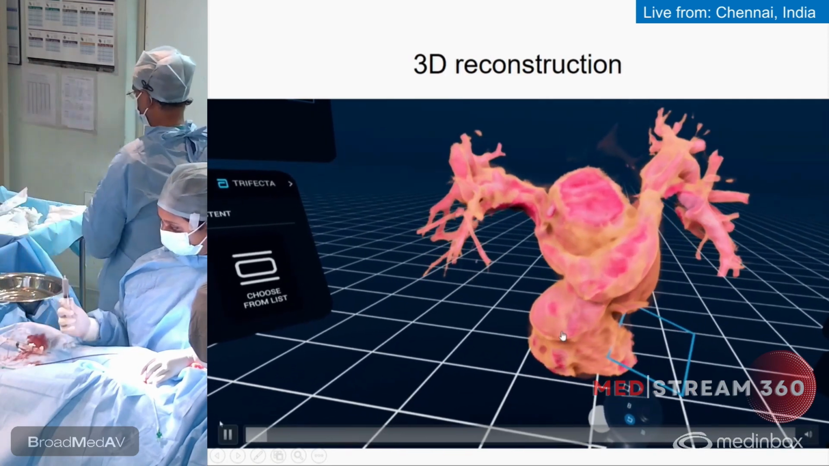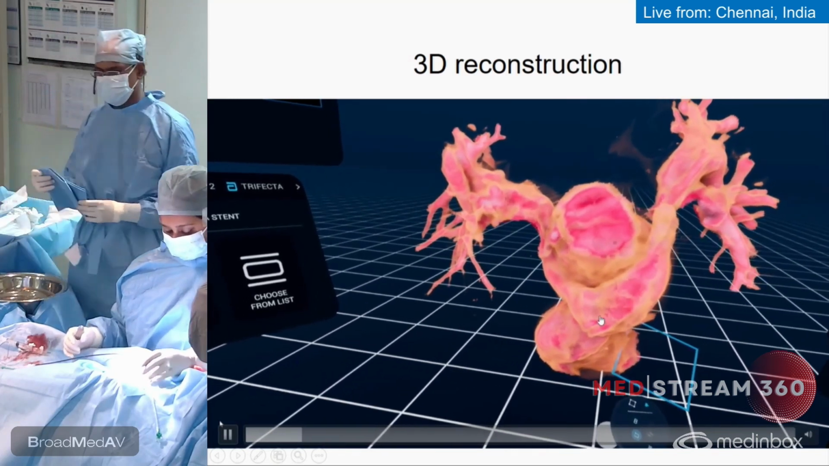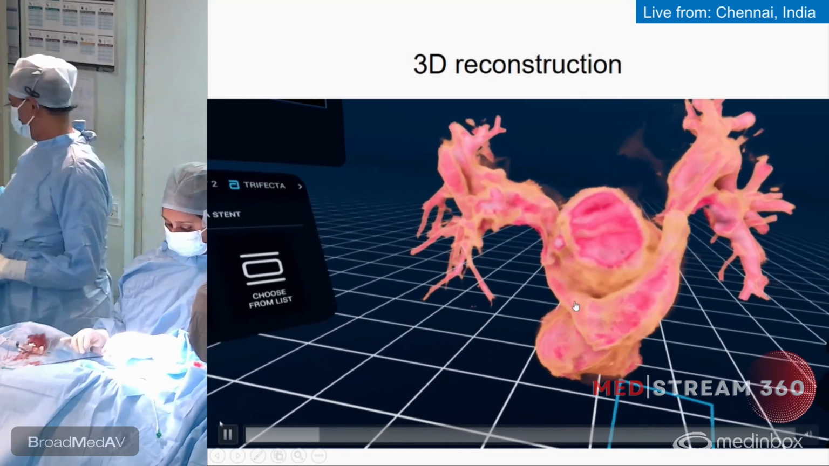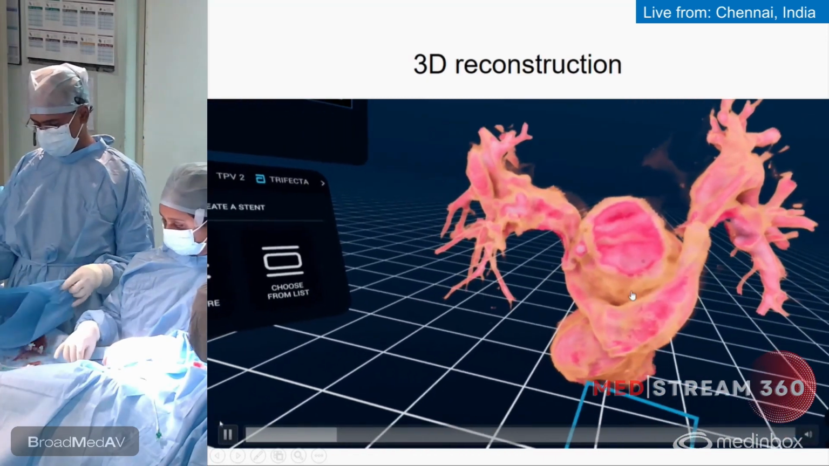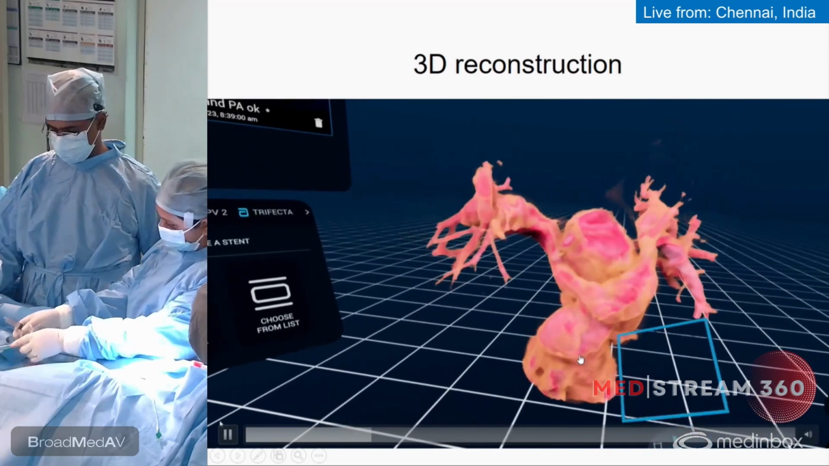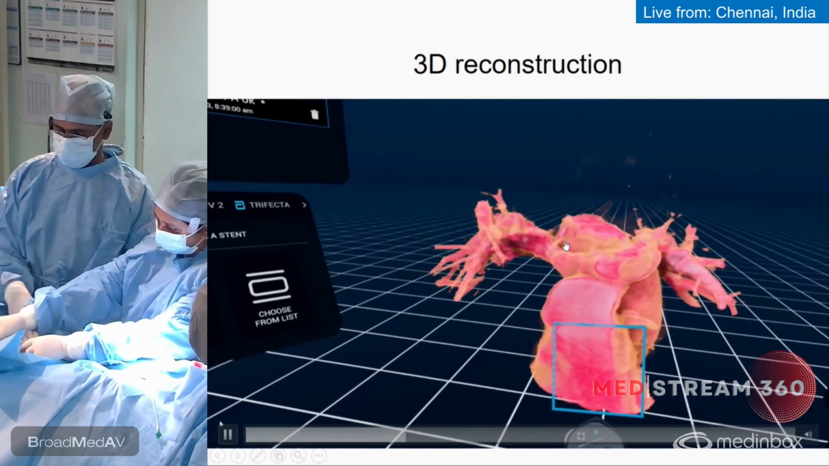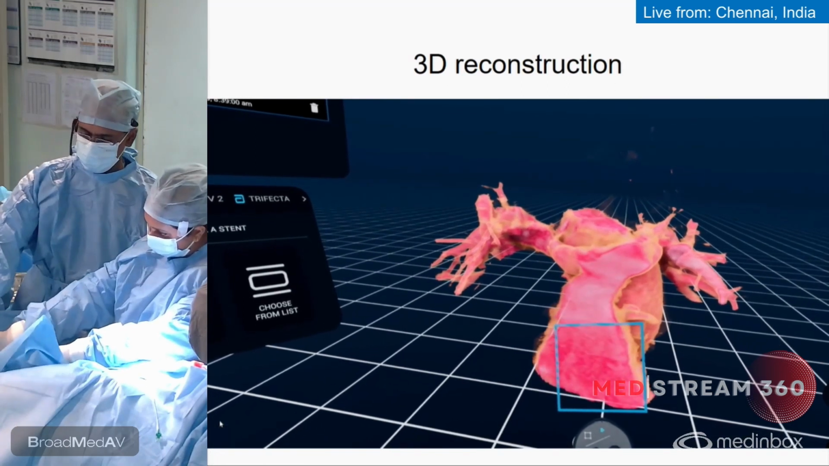This is the reconstruction, which shows it better actually. This is the anterior MPA and this is the branching of the MPA into the left pulmonary artery and the right pulmonary artery, and this is the posterior aorta. This is the anatomy after a Lecompte, where we can see that the MPA divides and the RPA and LPA go by the side of the aorta.